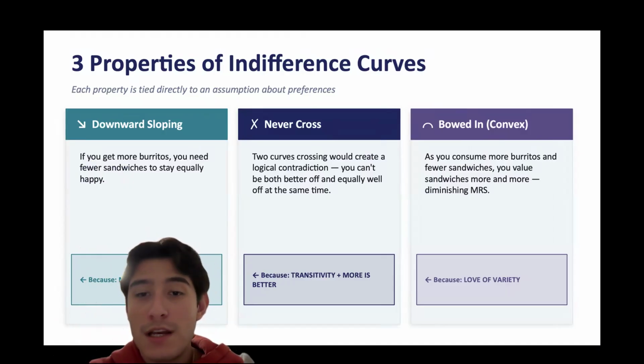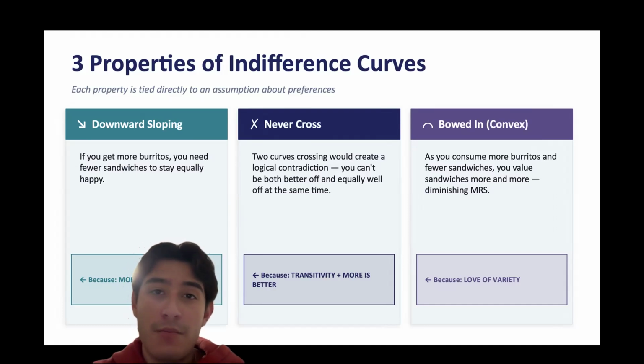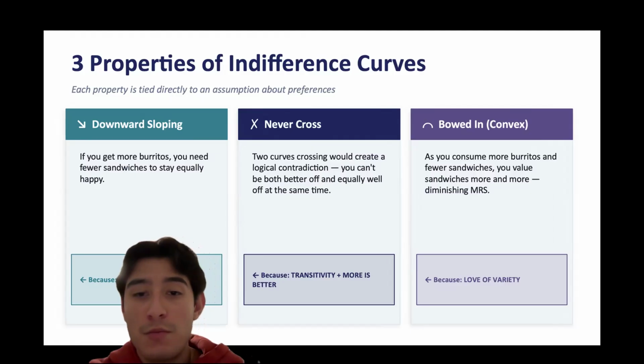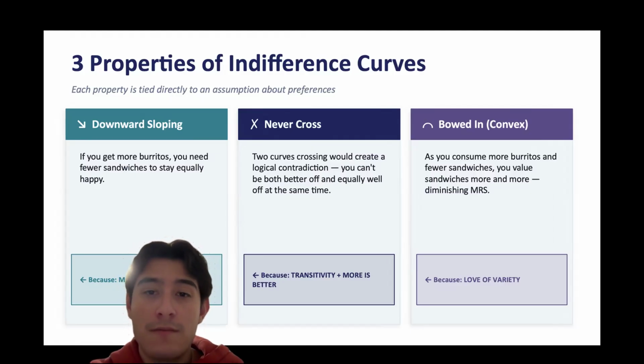If the curve sloped upward, you'd have more of both goods at a higher point, which means you'd be better off, not equally well off. So an upward slope directly violates our more is better assumption.